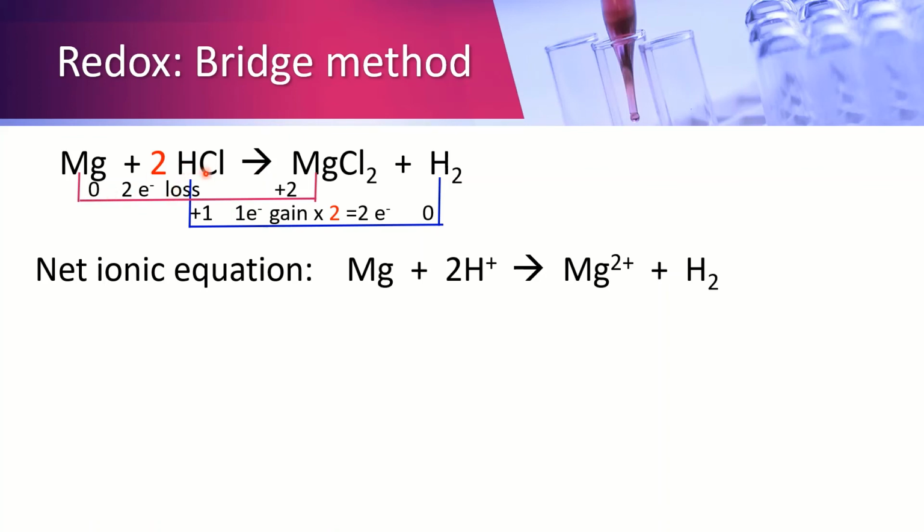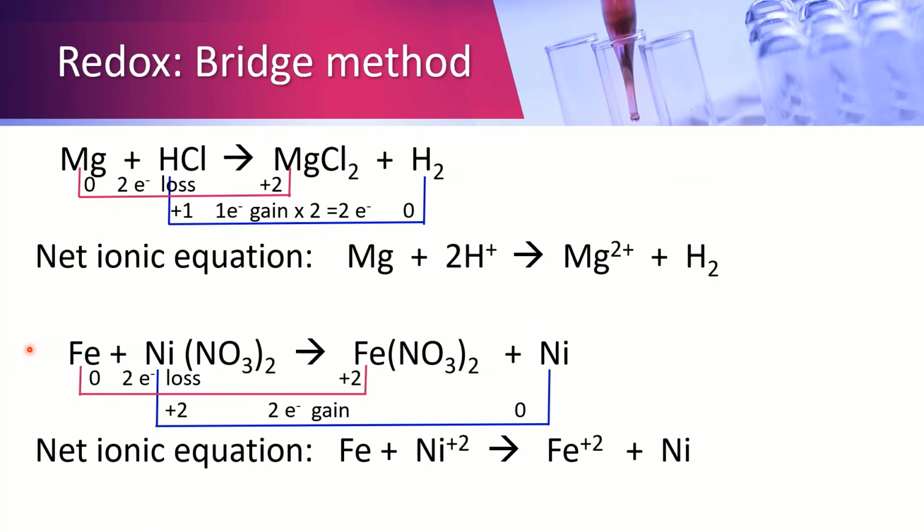Now for HCl, Cl is negative 1, so H is positive 1. So H here is positive 1, while in hydrogen gas, it is 0. So positive 1 to 0 is 1 electron gain. Take note again, electron is negatively charged. Now to balance this, multiply this by 2 to have balanced electron charge. So we put 2 here. So this is now balanced.